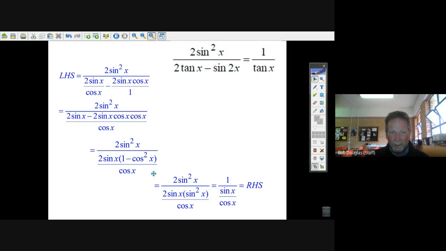So I kept working the left-hand side. Now, what did I do again? First step, replace tan with sine over cos. Replace sine 2x with 2 sine x cos x. Then I combine these fractions. Then I factored out 2 sine x. And then I saw that 1 minus cos squared was sine squared. And then I saw a whole bunch of things canceling. The sine squared canceled, the 2 cancels, and I was left with 1 over sine x over cos x, which is really the right-hand side, and that's what I was trying to prove. A little bit tricky, but that's how you do it.